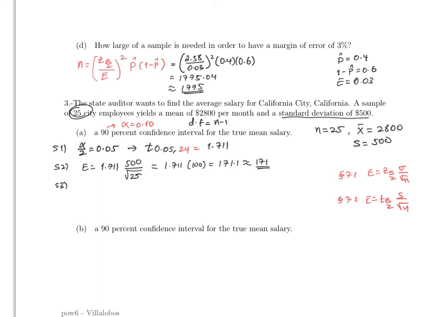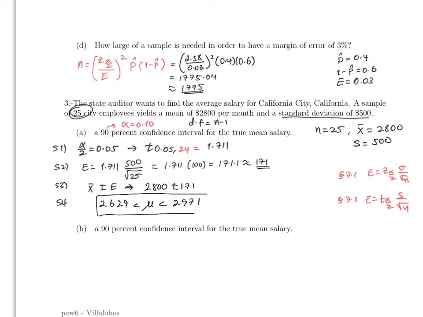Then step 3, the same thing we did before. It will be x bar plus or minus E. So this will be 2800 plus or minus 171. So you use the calculator. How much is that? Well, this will be 2971. What about the other side? It's 2629.